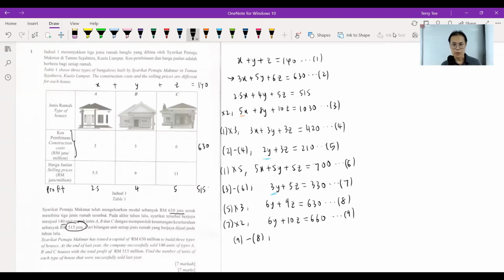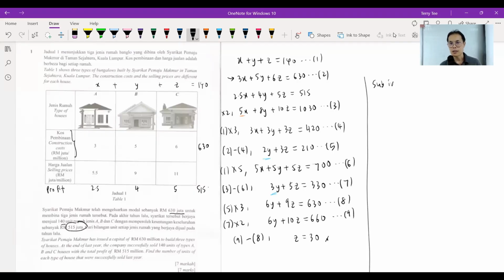The 6y and 6y cancel. 10z minus 9z is 1z. 660 minus 630, the difference is 30. All right, I've got my z value. Now let's solve for either y or x. I think finding y first will be better.